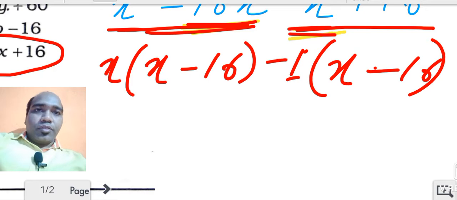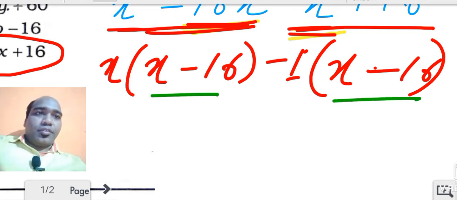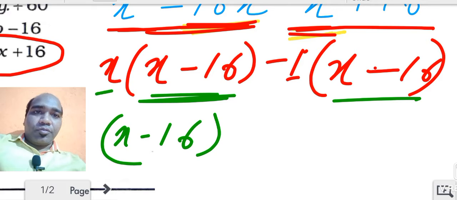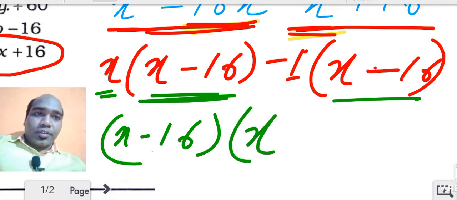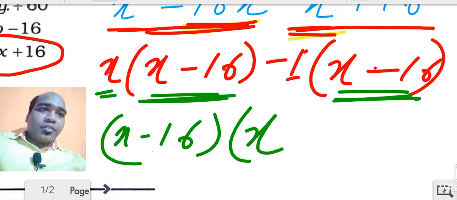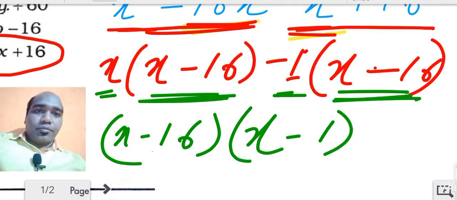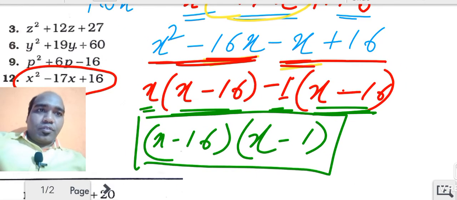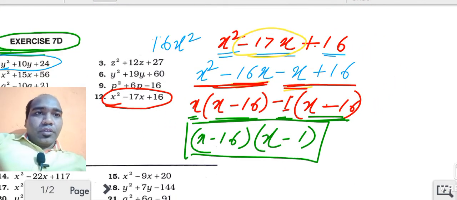Okay, now you can see here x minus 16 and x minus 16. We can take common here, x minus 16. Now here x minus 16 is multiplied with what? With x. So we'll write here x. And here x minus 16 is multiplied with what? With minus 1. So we'll take here minus 1. So this is our final factorization of this expression. Got it?